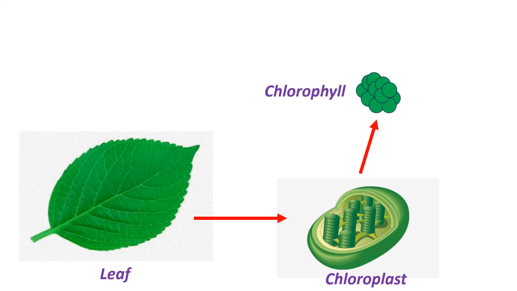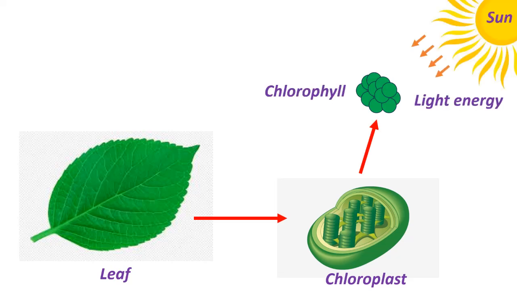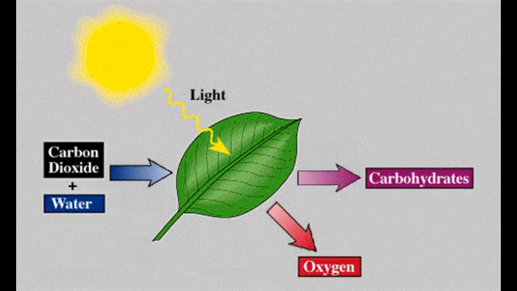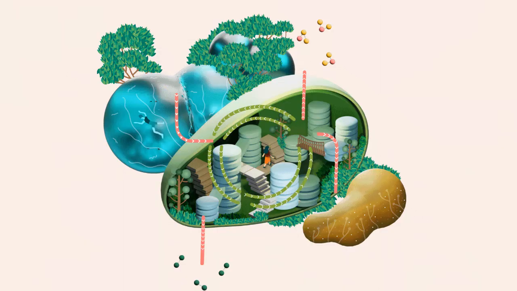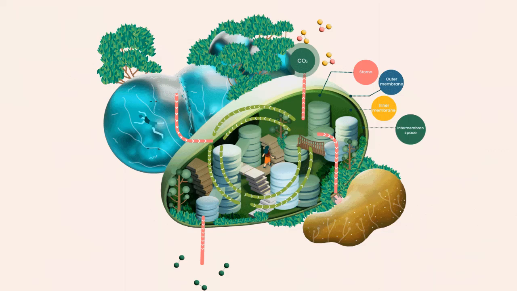Chloroplast and chlorophyll. Photosynthesis primarily occurs in the leaves of plants, which contain microscopic cellular organelles called chloroplasts. Inside each chloroplast is a green pigment known as chlorophyll. This pigment is essential for photosynthesis as it absorbs light energy, which is then used to convert carbon dioxide and water into glucose and oxygen.